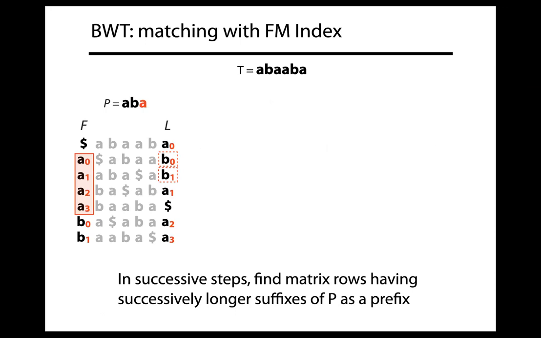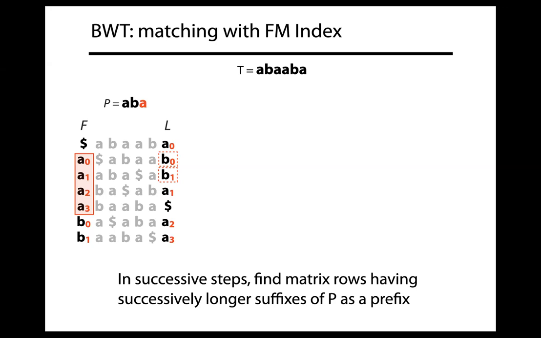Okay, so in successive steps, what we're going to do is, we have our pattern P, in this case ABA, and we have our text T. You can actually just see very quickly that the pattern does occur in the text in a couple of places. That's what we're going to learn here. In each successive step, we're going to match longer and longer suffixes of our pattern, which is to say, we're going to find which rows of that matrix start with longer and longer suffixes of our pattern P.